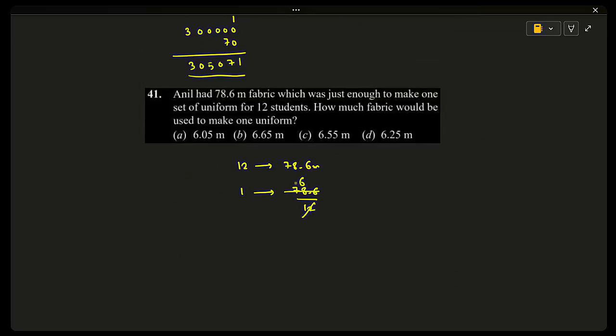12 sixes are 72. 6 is the remainder. If you use the decimal point, it will become 66. 12 fives are 60. Again 6 is the remainder and an extra 0 will be added. So 12 fives are 60. 6.55 meters. Option C.